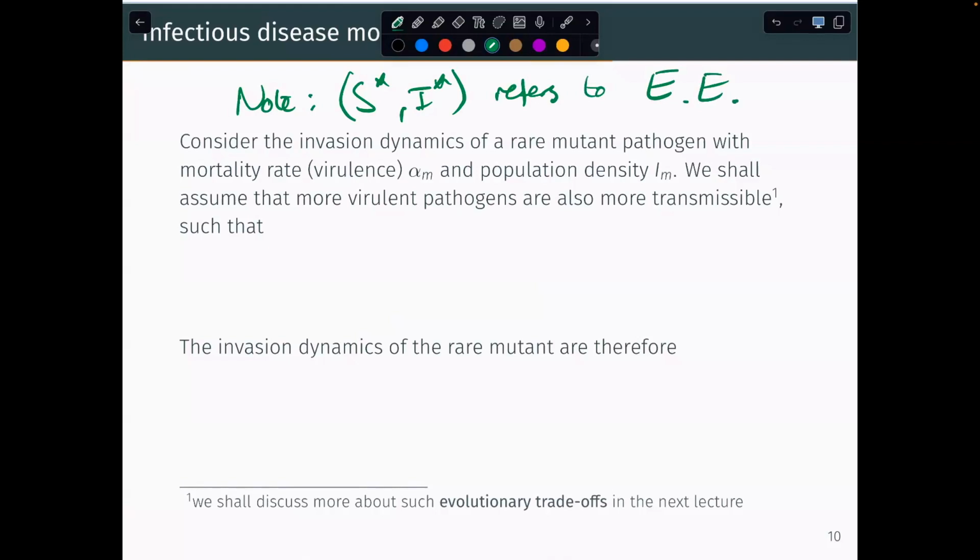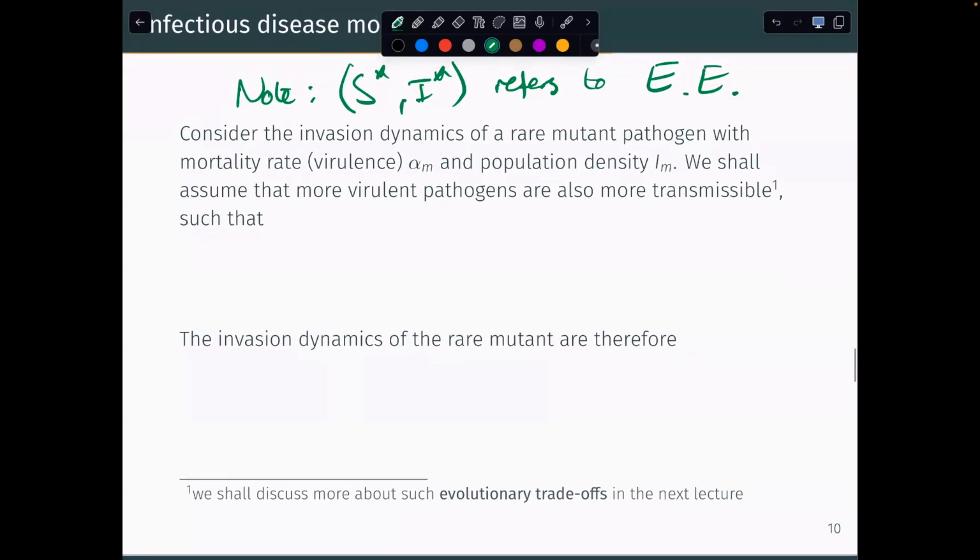It is possible as well to show that when R naught is greater than 1, this endemic equilibrium is locally asymptotically stable. Again, I'll leave that as an exercise for you. It gets a little bit messy. I really want to focus in on the evolution here, though. So we're just going to take my word for it that it is locally asymptotically stable. What we're going to do is the same as we've done before.